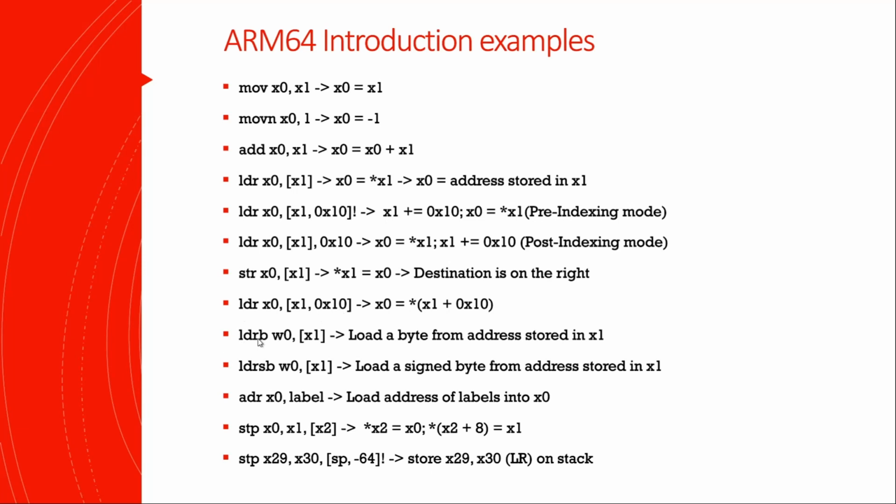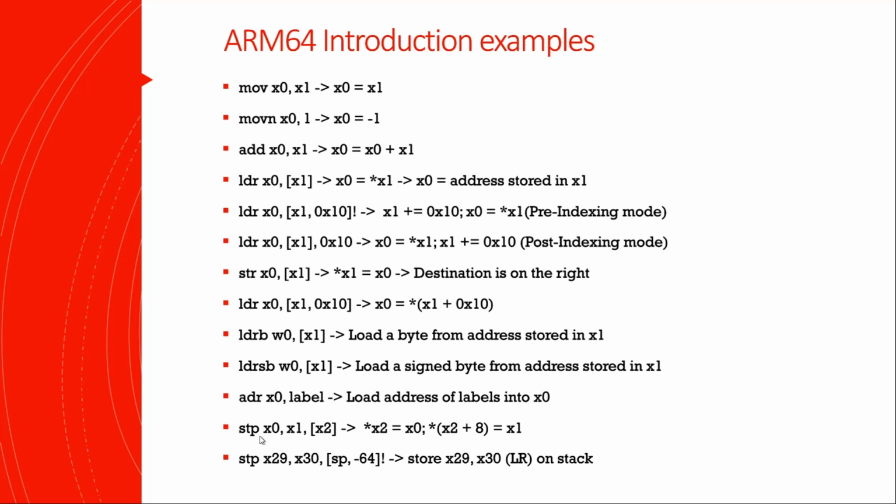Then we have LDRB W0, x1. Here, this is similar to load register, but we have specified this B, which stands for byte. So it will only load a byte from the address stored in x1 into W0 register. Then we have LDRSB. So again, here this SB stands for signed byte. So it will load a signed byte from the address stored in x1 to W0. Then we have ADR x0, label. This will load the address of labels into x0 register.